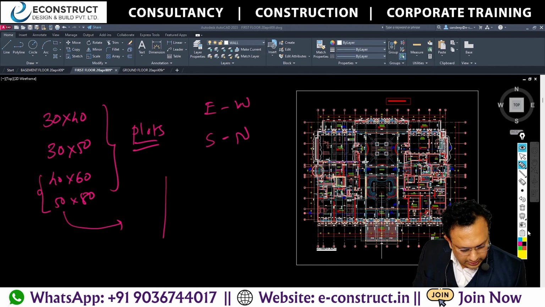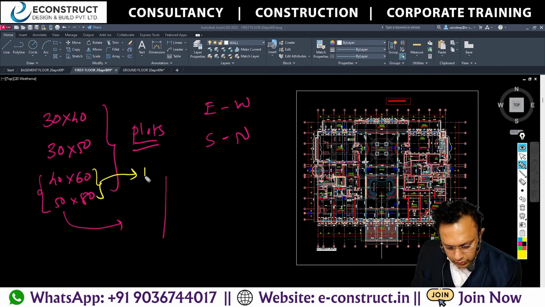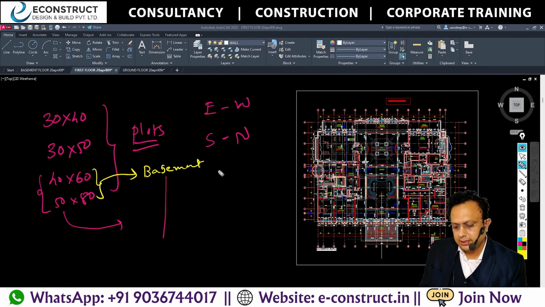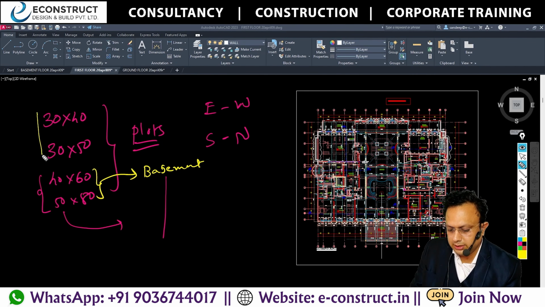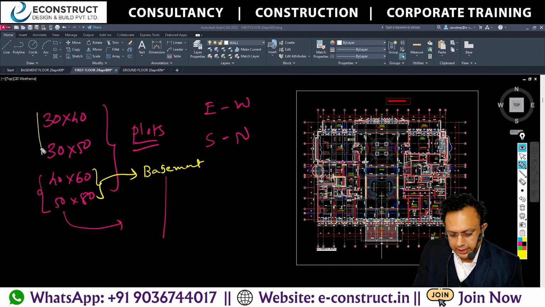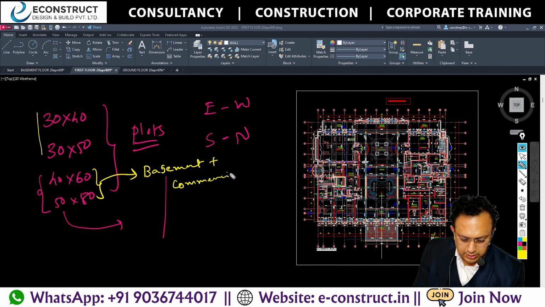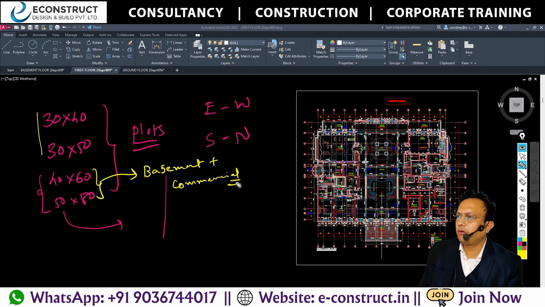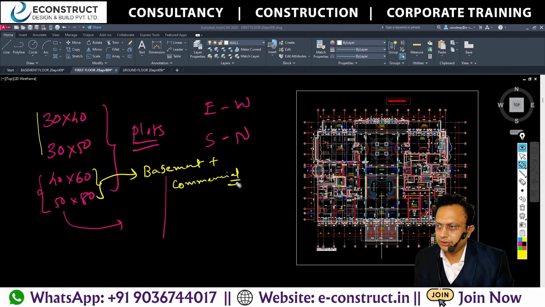Only in these two cases you will have the basement. Basements are not allowed in those two areas. And basement plus commercial approach. Commercial means ground floor there would be certain commercial things plus the car park and all. You need to design that.